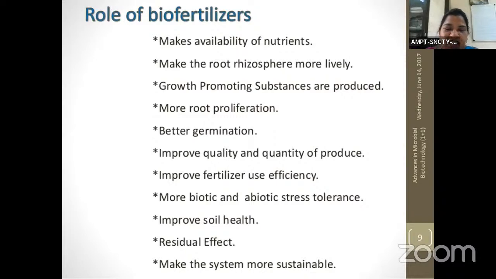Nitrogen as well as mainly phosphorus, potassium, zinc, and other micronutrients will get fixed during the crop growth period. The use efficiency will be improved because of the application of these biofertilizers. Then if you apply these biofertilizers, it will increase tolerance towards biotic and abiotic stress, and it ultimately leads to improved soil health. The residual effect will be high in biofertilizer applied fields, because when we are applying biofertilizers, these are beneficial microorganisms, they will be present in the soil itself, and it will give a residual effect year by year.